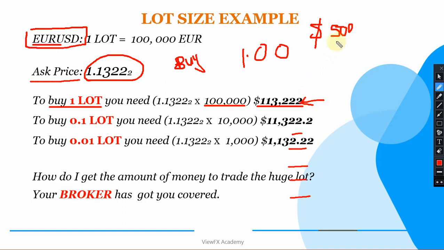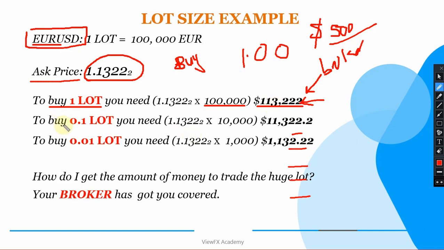But your equity is lower than this amount. So where do you get this amount? This $113,000? Your broker is the one providing it. Your broker lends you money to trade. As soon as you open the trade, they give you the money. When you close, they take their money away.